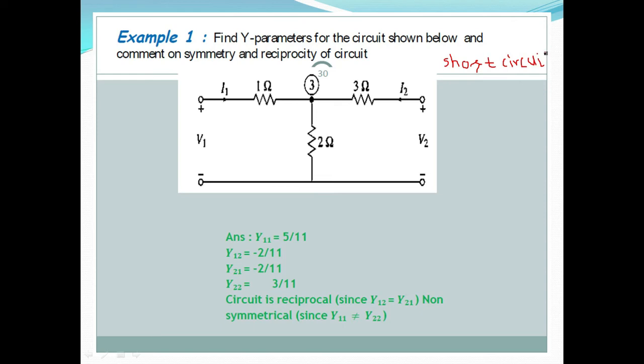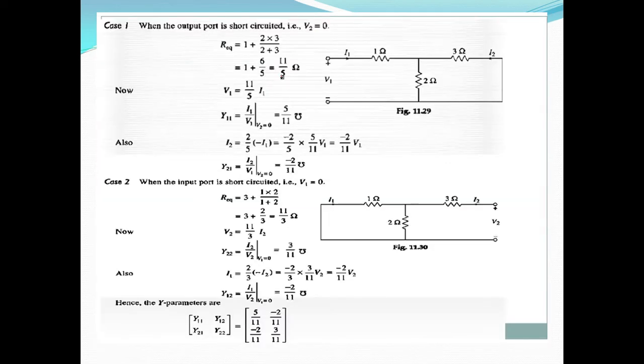Here we find the short circuit parameters. For the short circuit parameters, we want V1 equal to 0 and V2 equal to 0, which acts as a short circuit. When I2 equals 0 or I1 equals 0, it acts as an open circuit, which is applicable for the Z parameters.